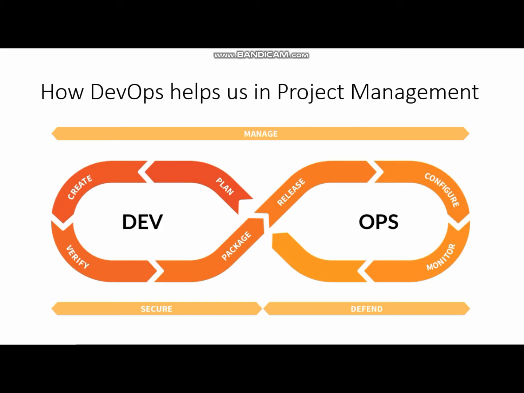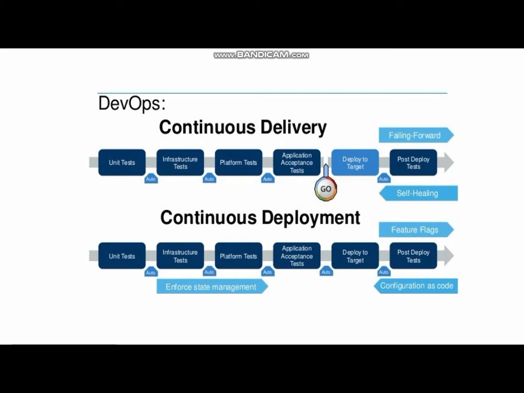So let's see the life cycle of DevOps. It shows how properly things are managed in DevOps. We create, verify, plan and package, then release our product, then configure, and after that we monitor our product or project. The key to success of DevOps is continuous delivery and continuous deployment. We deliver different versions of our product to the customer, and depending upon his or her feedback, we can change our requirements and continuously deploy.